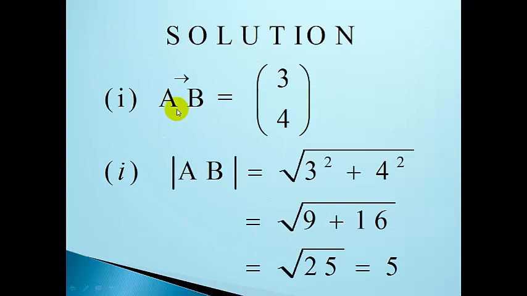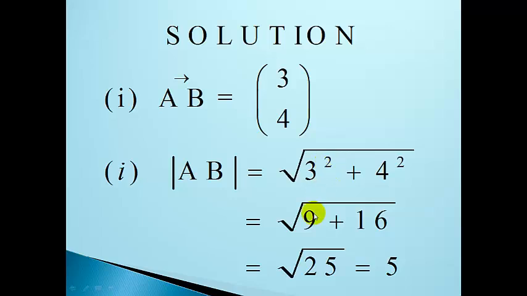Now solution. Given the vector AB to be equal to 3, 4, the magnitude of the vector AB. Please take note, with the magnitude of the vector AB, we have a vertical straight line before and after the vector. That is the symbol. So the magnitude of AB is equal to the square root of the square of the x coordinate plus the square of the y coordinate. So the magnitude of AB equals the root of 3 squared plus 4 squared.